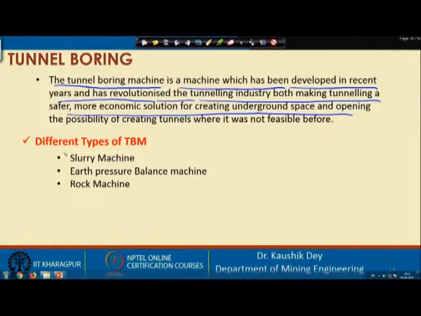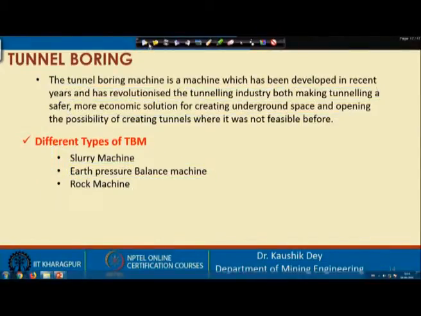There are different types of TBM. Most common for very soft rock condition is the earth pressure balance machine. Otherwise, different other machines are available for weak rock conditions or hard rock conditions. Machines are also available for different TBMs.